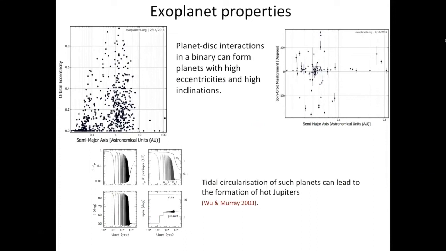Some of the highly eccentric planets may be later circularized through tides, and this can lead to the formation of hot Jupiters.